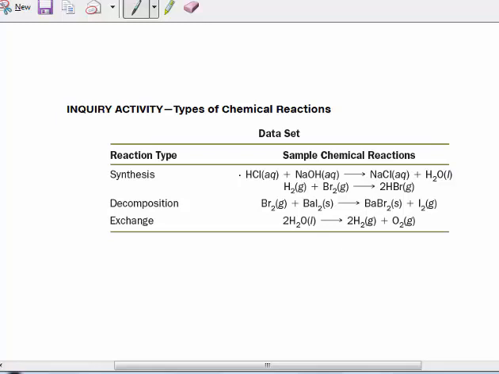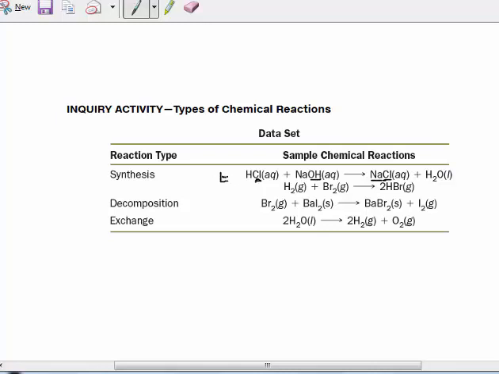So the first example, HCl plus NaOH to NaCl plus H2O, is an exchange reaction. If we look at the Cl, which is on the reactant side bonded to H, on the product side, that Cl is bonded to an Na. And if I look at Na, on the reactant side, it's bonded to OH, and that OH has actually bonded with the H to form H2O. So the first reaction is exchange.